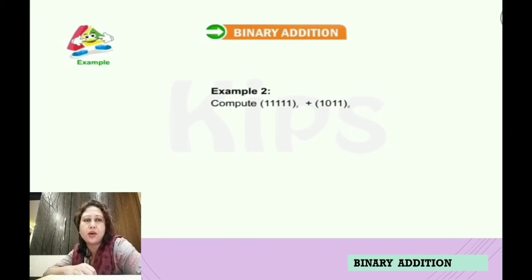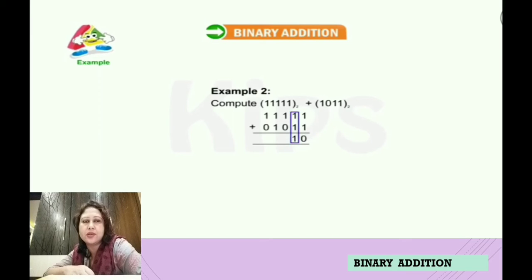Then let's see the next example: 1 1 1 1 1 plus 1 0 1 1. So we'll put here 1 1 1 1 1, then again 1 1 0 1. Again, on the left side 0, since the digits are fewer. So 1 plus 1 is 10. So 0 will be written in the same column and carry over 1. 1 plus 1 equals 10.